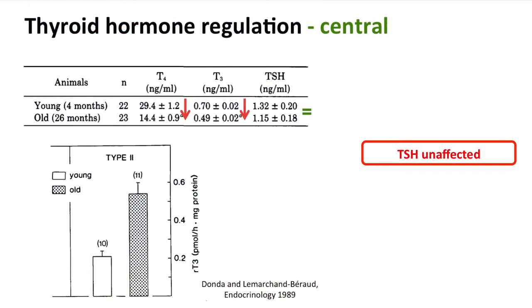So this is data showing that circulating levels of T4 and T3 are decreased in old rats. However, TSH concentrations do not really change in the context of these lower T4 and T3 concentrations. And it's thought that this is due to the fact that type 2 deiodinase, which converts T4 to T3 in the pituitary, contributes to this observation. So in aging rats, TSH appears unaffected, while circulating T4 and T3 levels are lowered.